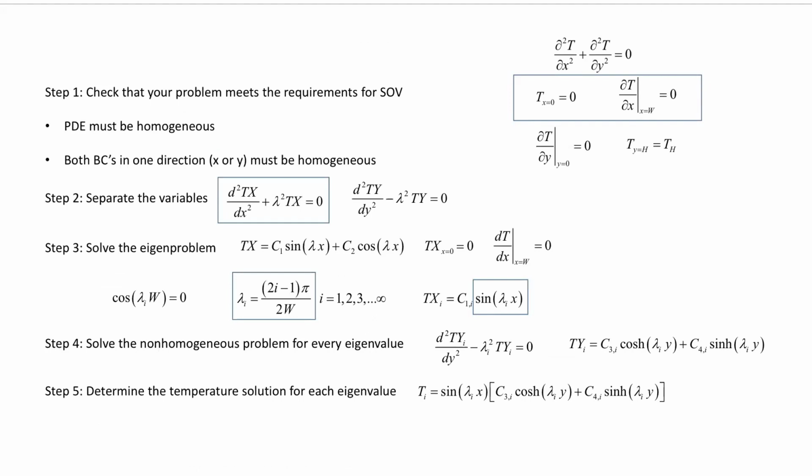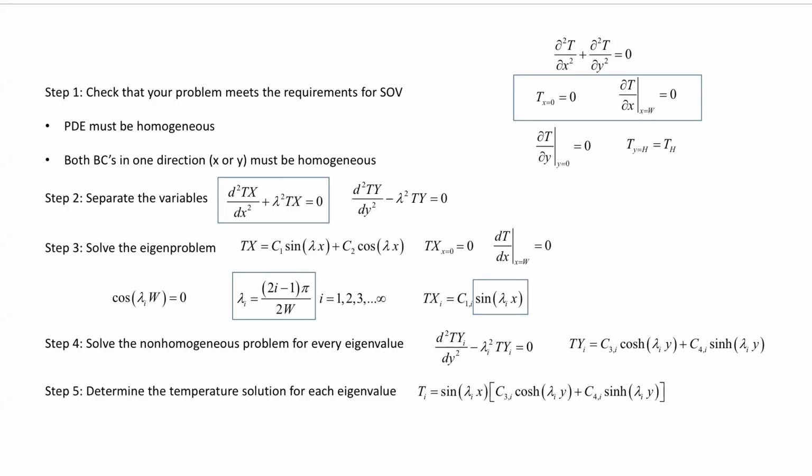Okay, so how far did we get last time? Well, we got as far as step 3 here. In step 1, we went through and we checked that our problem met the requirements for separation of variables. That was the first thing we had to do. We talked about the boundary conditions. Everything's linear. There's all those criteria we had to go through. We decided that was the case.